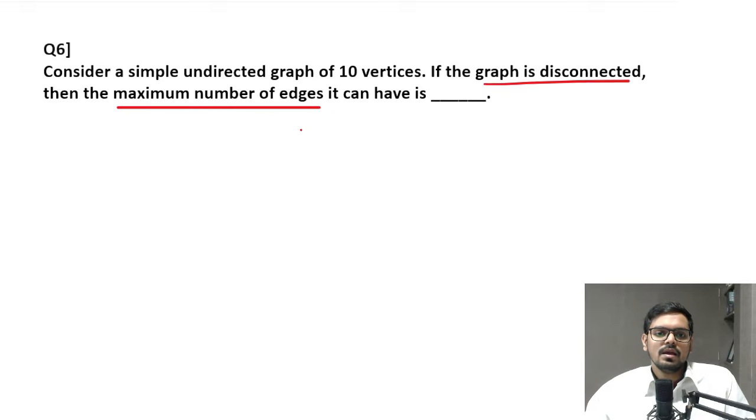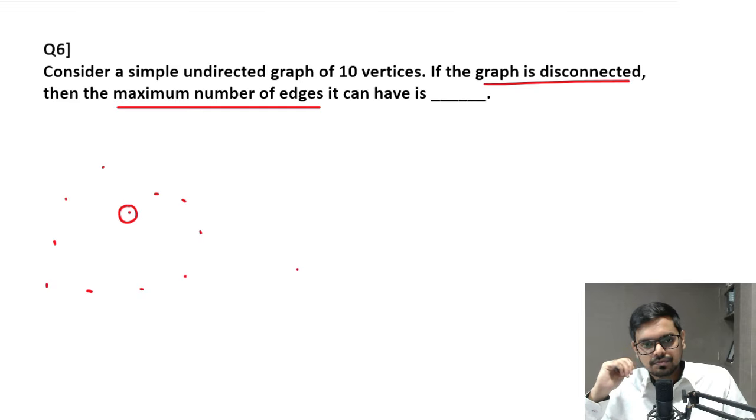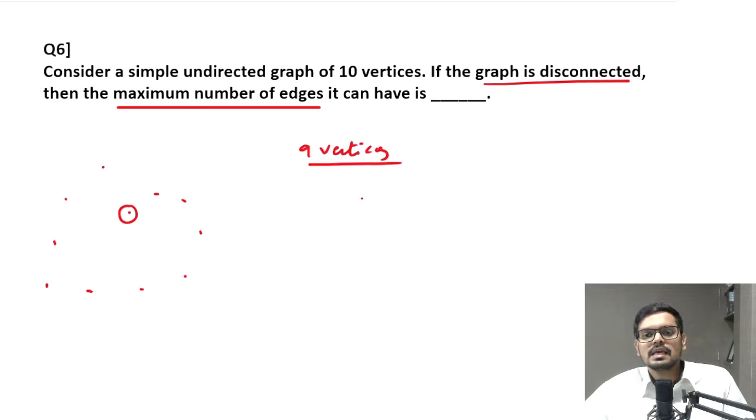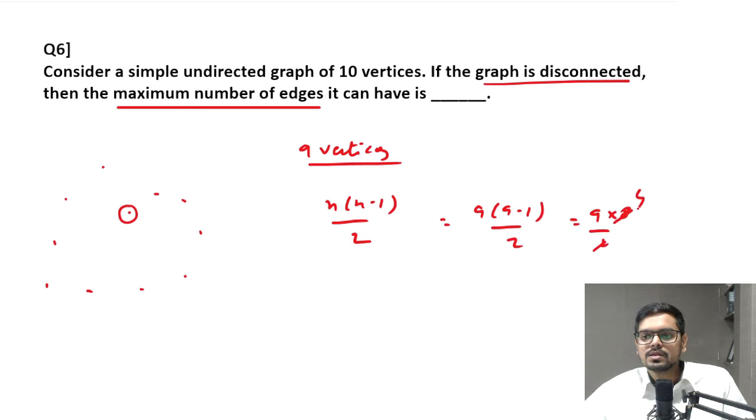So basically among those 10 vertices, one vertex you make isolated, and then you check what is the answer. If you try, you may simply say, oh, then we have 9 vertices, and we can say K9, where n into n minus 1 by 2 is the maximum number of edges, which is 9 into 9 minus 1 by 2, which is 9 into 8 by 2, the answer is 36. This is one way to solve.